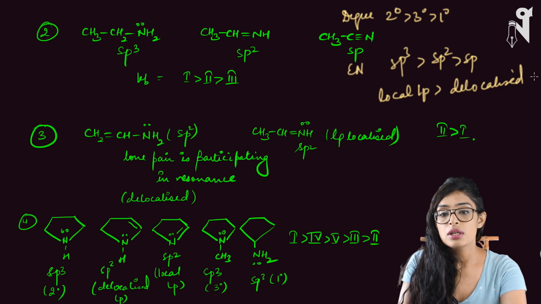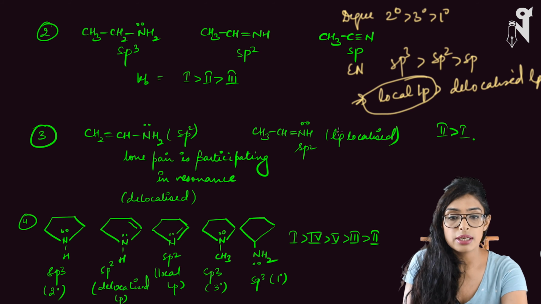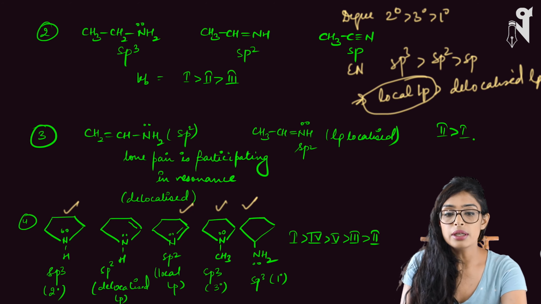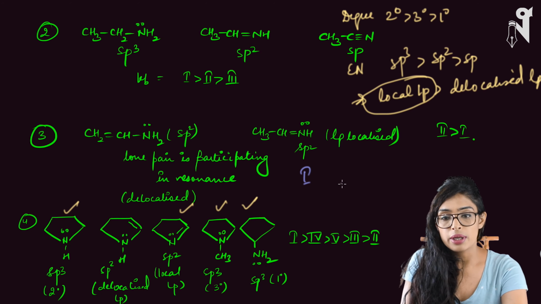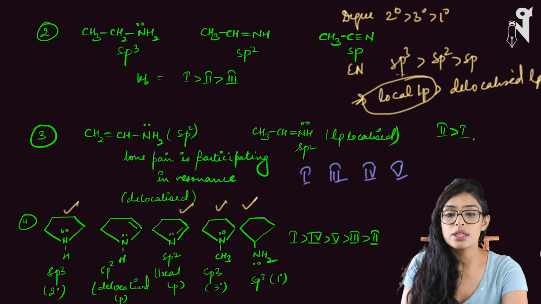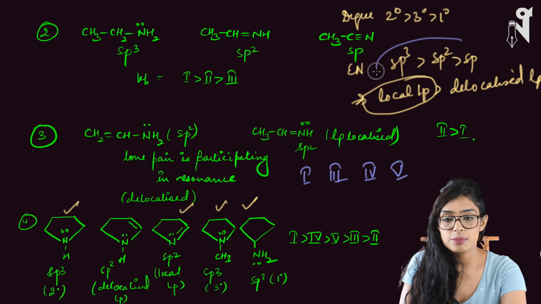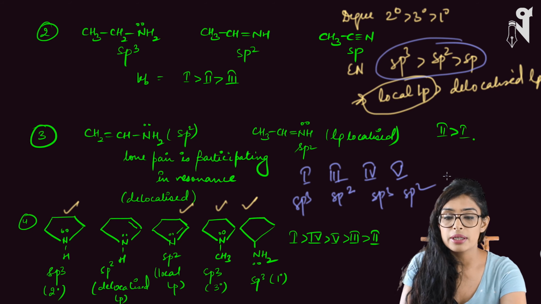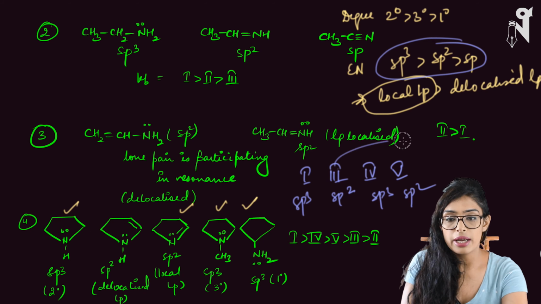Okay, so first of all, let's see wherever we have a localized lone pair. We have a localized lone pair in this case, this case, this case, and this case. So 4 cases we have for the localized one. I have taken the first, third, fourth, and fifth with the localized pair. Now I'll check their electronegativity. This is sp3, this is sp2, this is sp3, and this is sp3. So sp2 is automatically going to be less basic. Let's put it at the end.